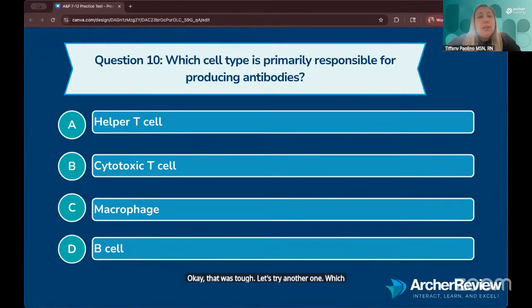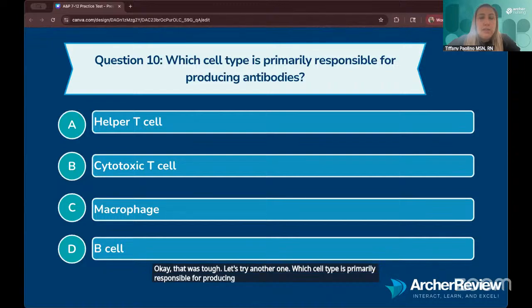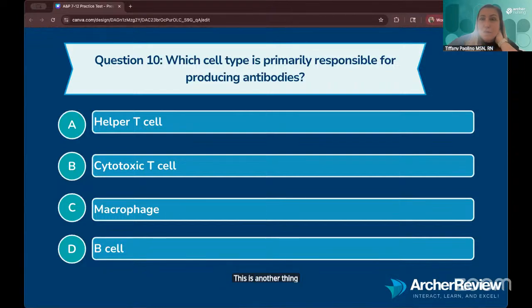Which cell type is primarily responsible for producing antibodies? This is another thing we just have to know the definition of, these and what they do. What type of cell is responsible for producing antibodies? Is it a type of T cell, helper, cytotoxic? Is it the macrophage or the B cell? Which one?